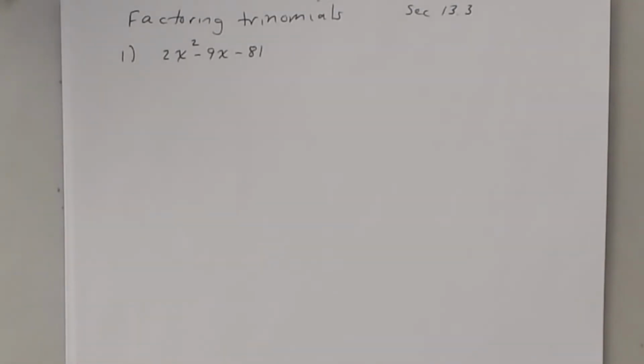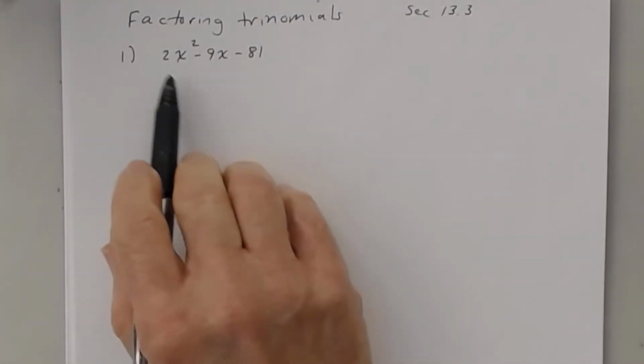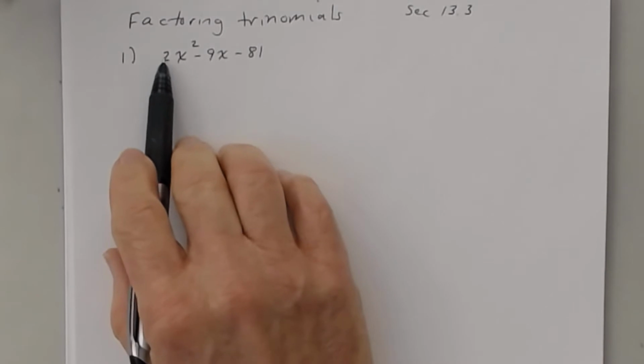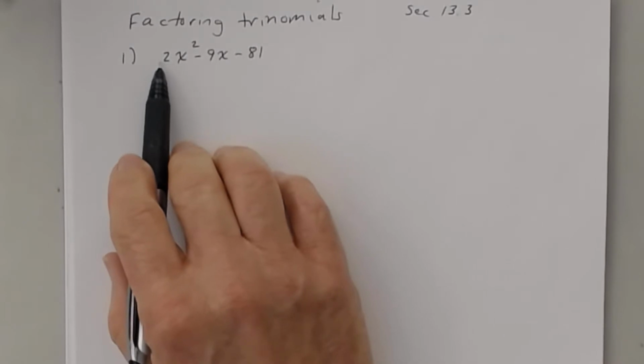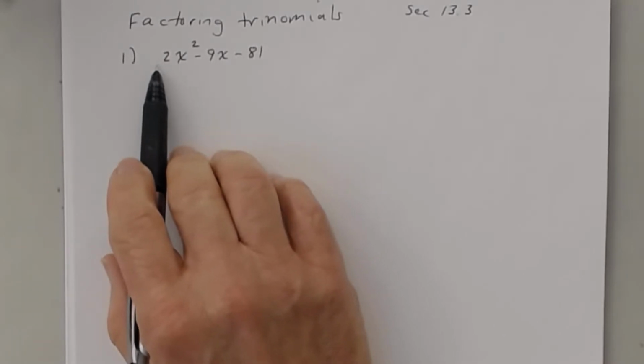All right, so the difference here is that in the past, the coefficient here was 1. Then it made things a lot easier for you. But it's not 1 anymore. It's something other than 1. So that's where we started using trial and error, using the reverse FOIL, that kind of idea.